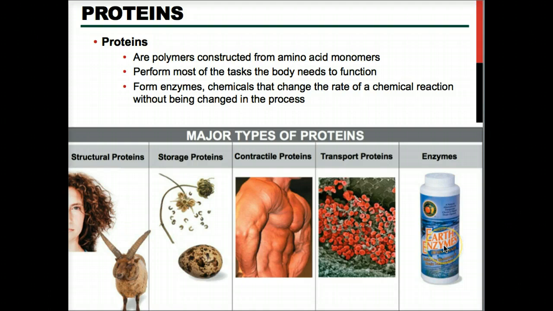Again, enzymes are essential to life. Enzymes will speed up reactions, and without enzymes, your body would not be able to sustain life in general because the chemical reactions would move too slow. So some other examples of proteins, if you know anything about the immune system, are your antibodies, and things like that. It's just a few examples.